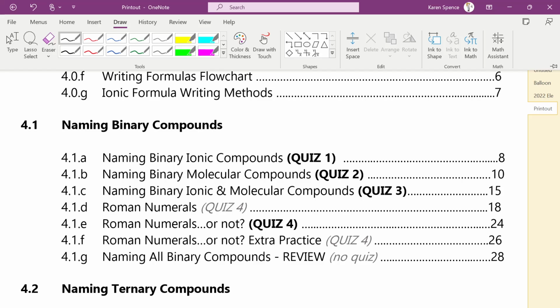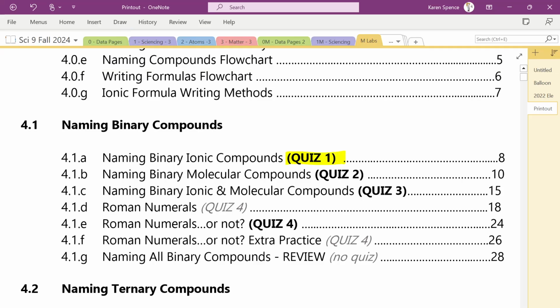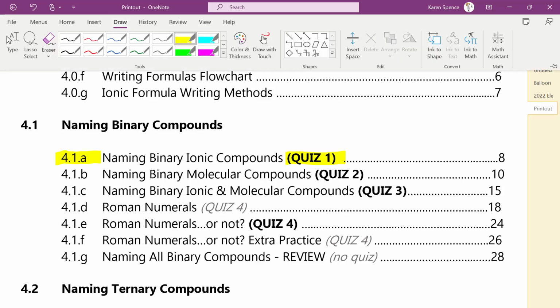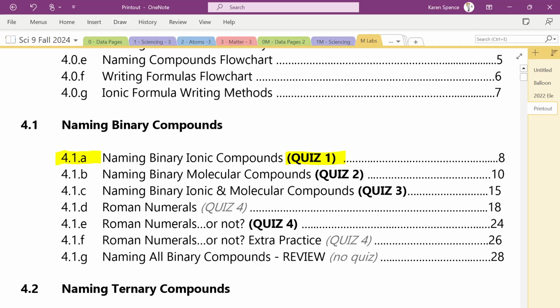There are things that say quiz 1. So when you see quiz 1, that means you are ready to write quiz 1 after you have finished 4.1a. After you have finished 4.1b, you're ready to write quiz 2. Some of them are just one little thing, but if we look down a little further, in order to write quiz 4, you have to finish both 4.1d and 4.1e.